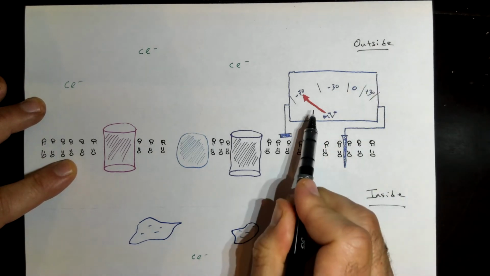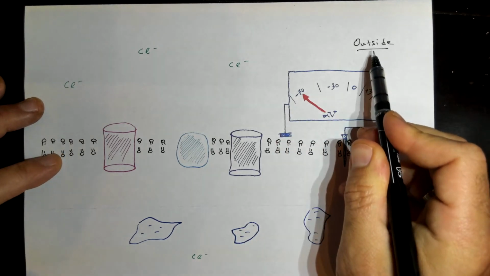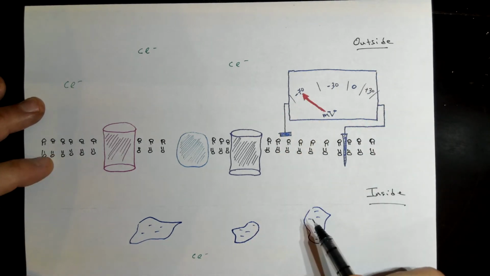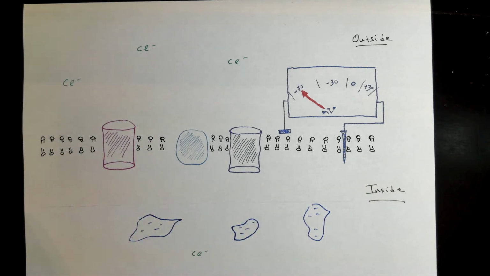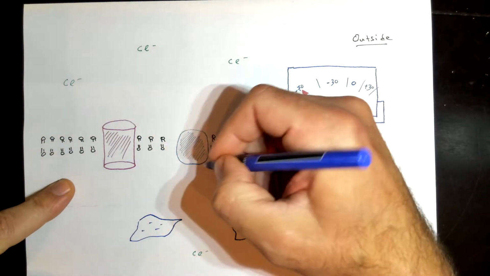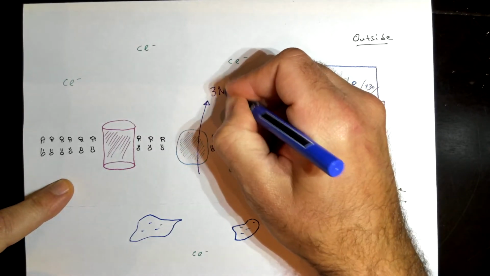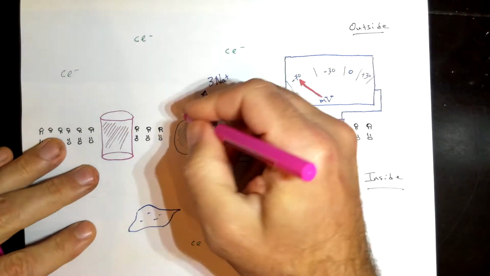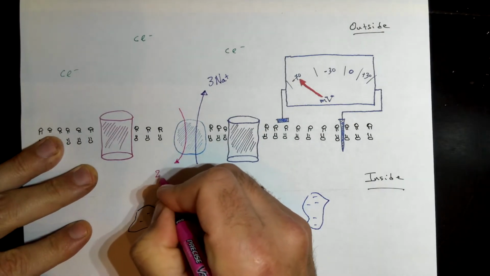It means that the inside of the cell is negative compared to the outside. Let's try to understand what this means, this negative 70. Well, first of all, let's remember what the sodium potassium pump is doing. The sodium potassium pump is pumping out 3 sodiums and is pumping in 2 potassiums using ATP hydrolysis.